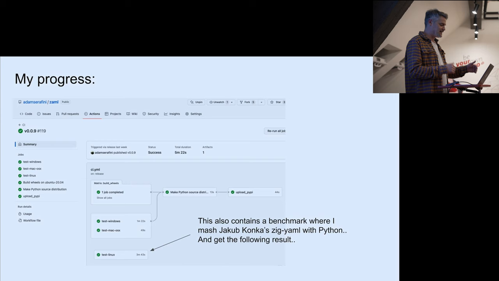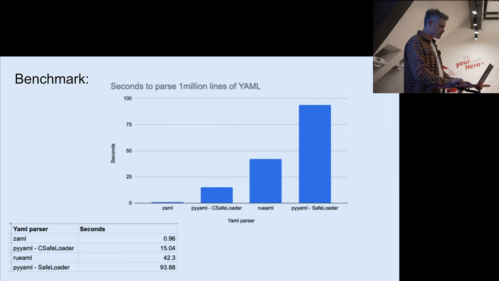Parsing a million line YAML file with Jakob's Zig YAML, but mashed together with the Python C API, so calling it from Python, and the current fastest libraries in Python. And those are the results. So yeah, small is good. Yeah, go Zig.